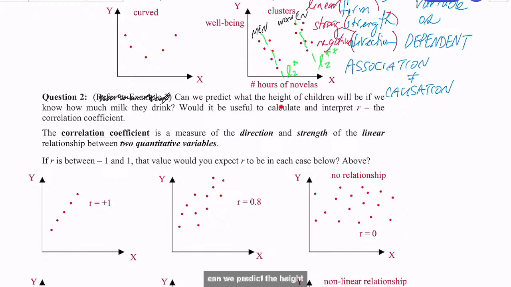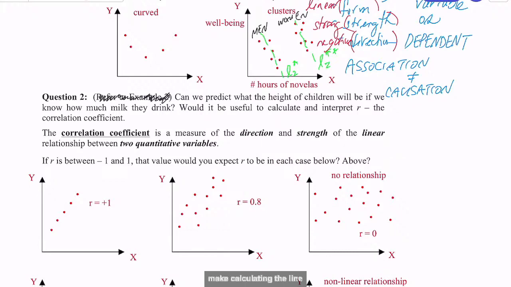So can we predict the height of children if we know how much milk they drink? Let's say we had data on that. Now there are many things that affect a child's height, and milk nutrition might be one of them. So can we make predictions? Can we predict general well-being from hours of novellas? In this case, it looks like we probably could, such a tight relationship. It depends on how good that fit is to the line.